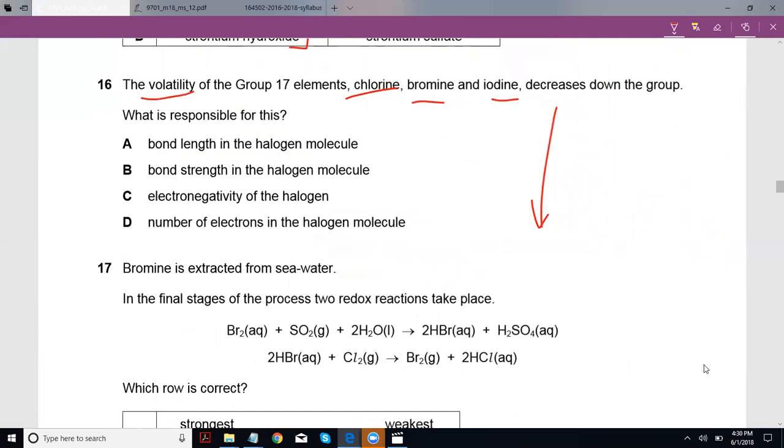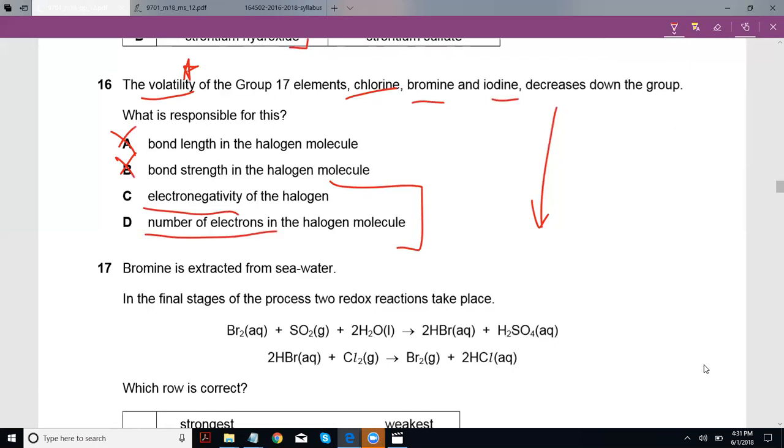That's kind of the idea behind volatility, how easily you vaporize, one could say. Now, what is responsible for this? Volatility is similar to your boiling point, and it links to intermolecular forces. Intermolecular forces do not link to bond length or bond strength. They could be affected by the electronegativity, or by the number of electrons.